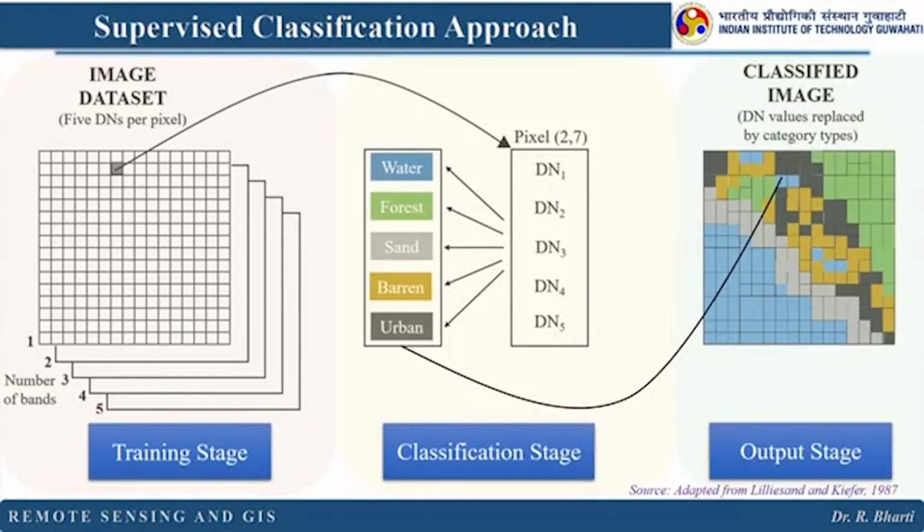This slide is used to highlight the image data set where we have 4 or 5 bands, and then for a particular pixel we will have 5 values. At the same time we will have training data from the field. Using these DN numbers and the information which we have collected in the field, we will develop a relationship, and that will be used to produce a classified image. So this is what we do in unsupervised and supervised classification techniques.